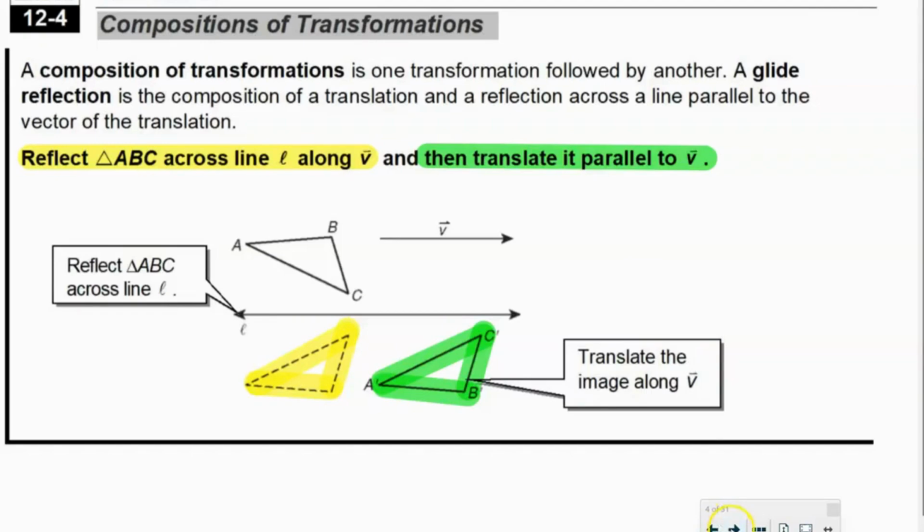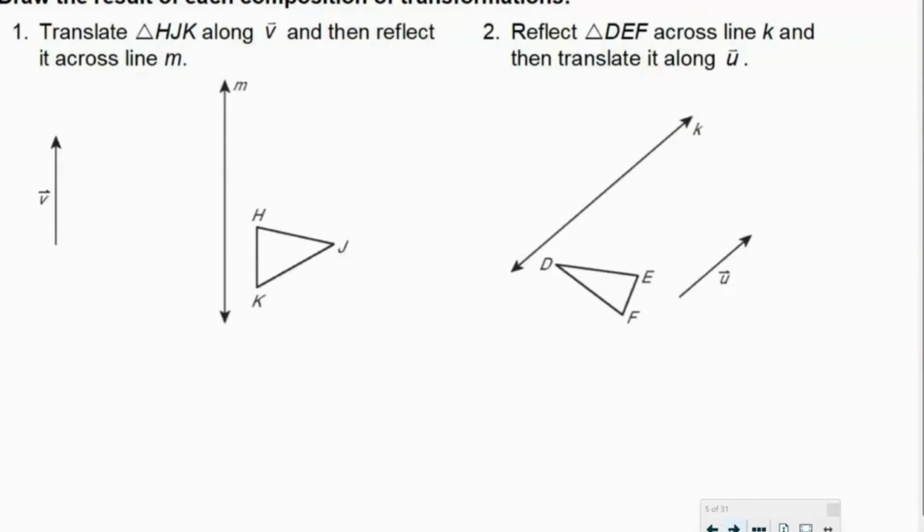All right, let's take a look at an example. It says here, draw the results of each composition of the transformation. So I'm going to do the first one here. You're going to translate triangle HJK along V and then reflect it across the line M. So you're going to translate. You see the vector showing it sliding up. So the first thing we're going to do is slide this up like so. So I slid it up.